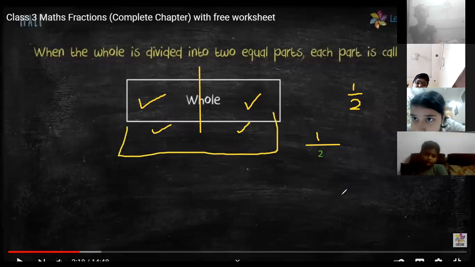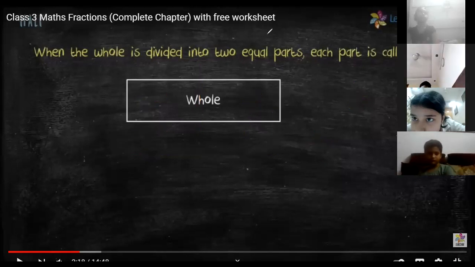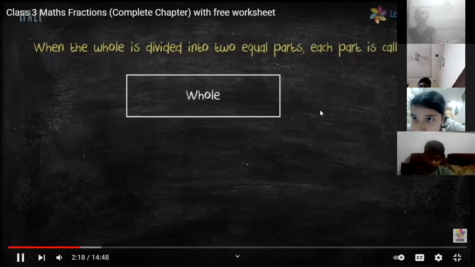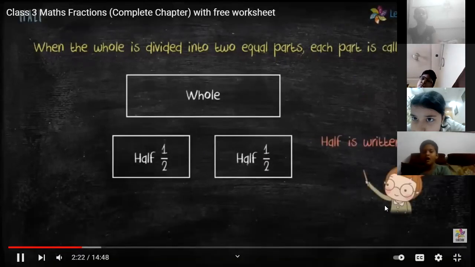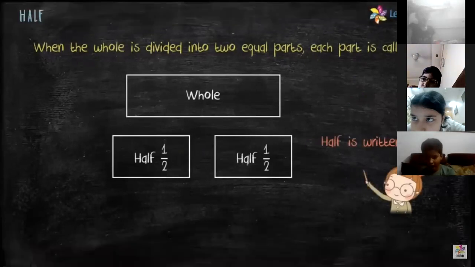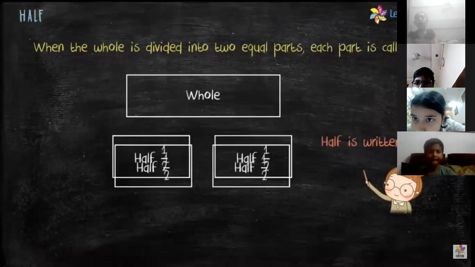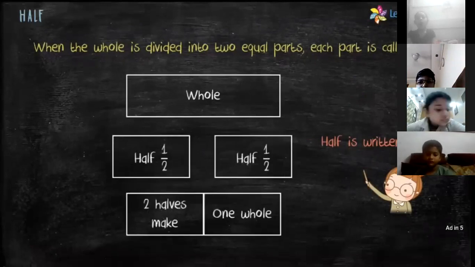Clear? Okay. So again, ma'am is just going to start with the video. Into 2 equal parts, each part is called half, and half is written as 1/2. Students, 2 halves make 1 whole.